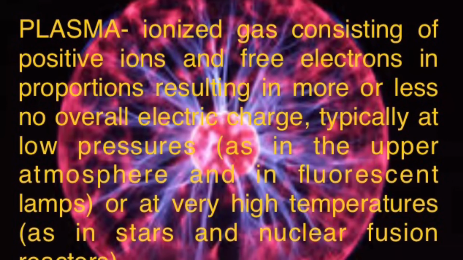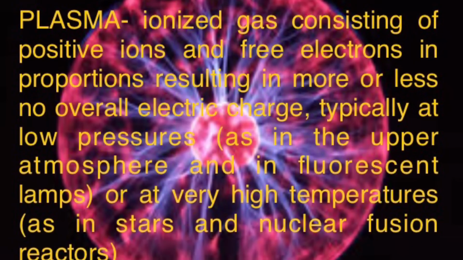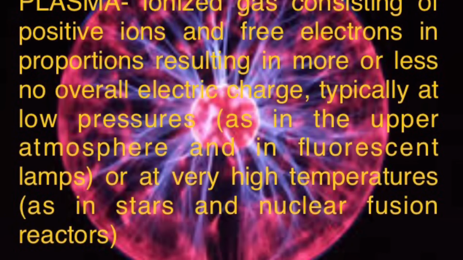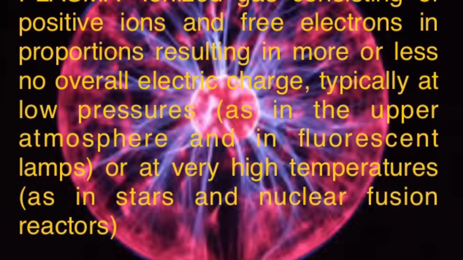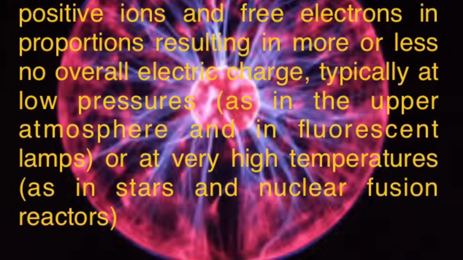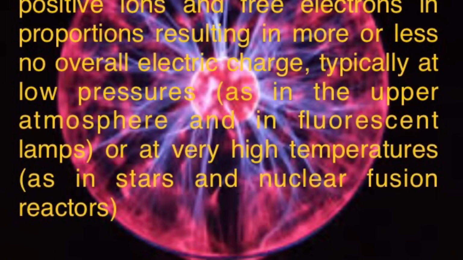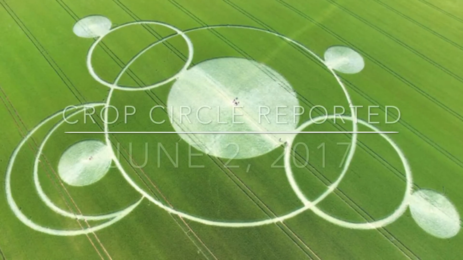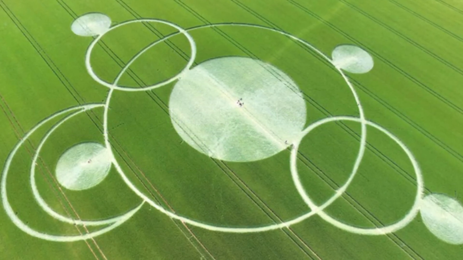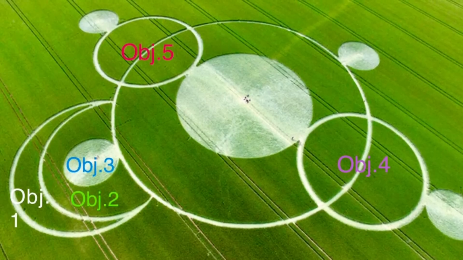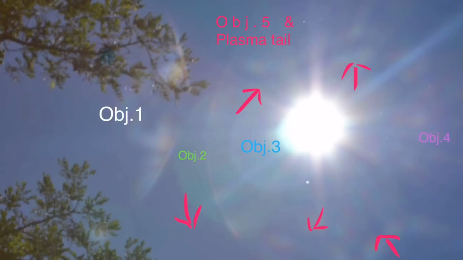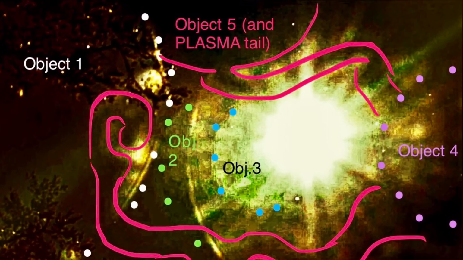Plasma is ionized gas consisting of positive ions and free electrons, and they more or less have no overall electric charge. Typically, we find it in low pressure, as in like the upper atmosphere, and in fluorescent lamps. And at very high temperatures, that's where we find plasma in stars and nuclear fusion reactors. Not only do these pictures show the plasma tail, I started looking through my pictures and I found it.